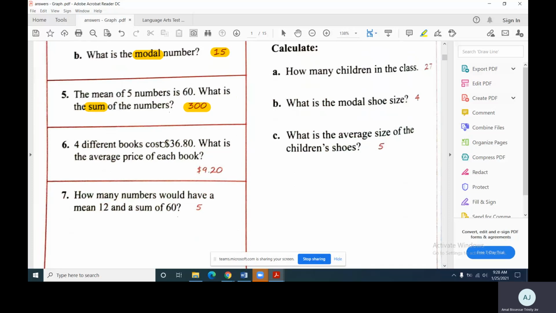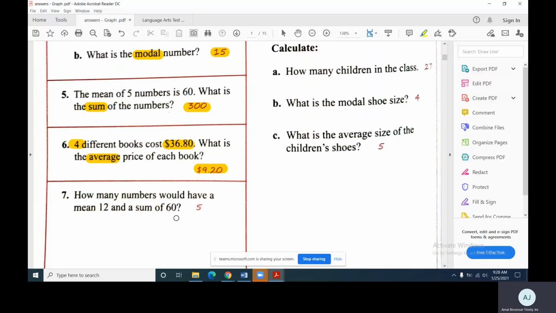Number 6. 4 different books has a cost of $36.80. What is the average? How do you find average? You take your total of $36.80 and you divide that by 4. $36.80 divided by 4. Answer is $9.20.